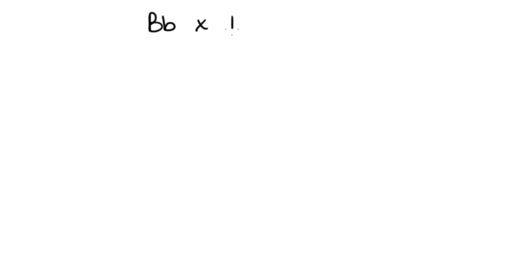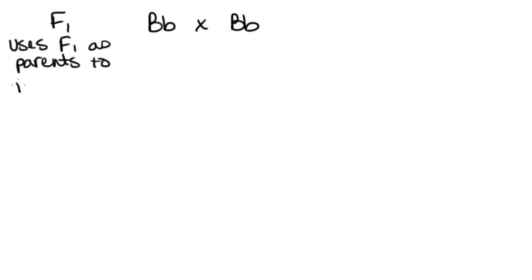Up here at the top, I am writing my two F1 individuals that I'm going to be crossing with each other. Notice I'm using the F1 as parents to produce the F2. So we're really trying to produce the F2 generation. Just as we saw with the P generation, when we crossed them with each other, the first thing that had to happen was meiosis. And that's the case here as well.